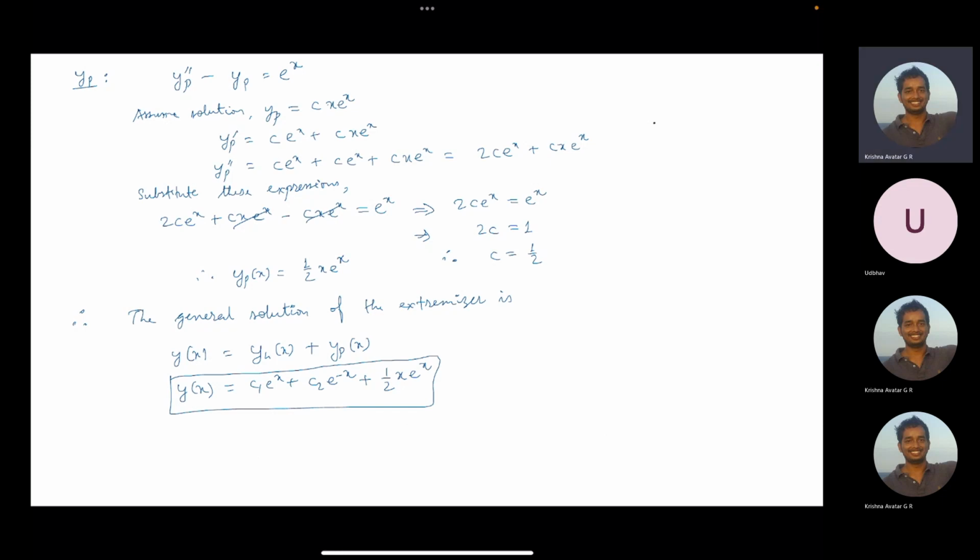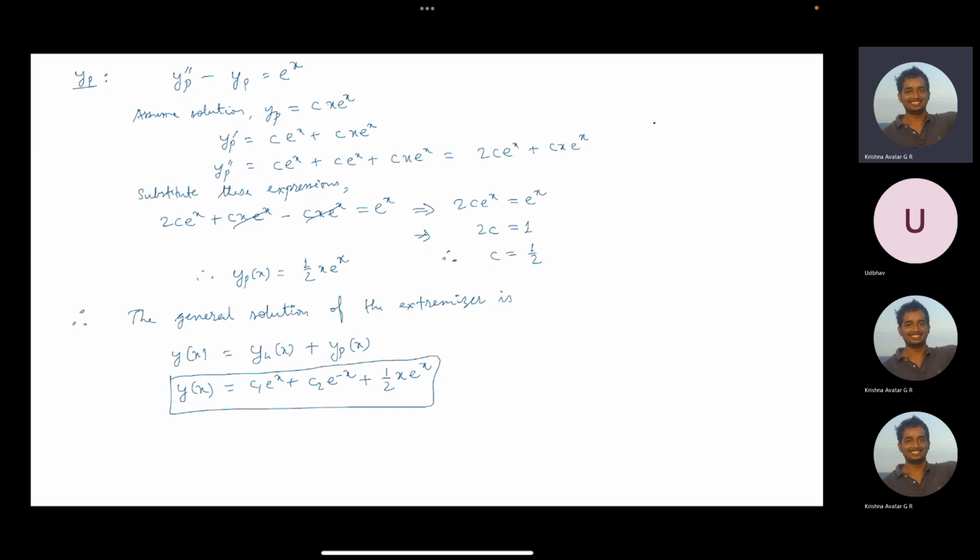And so we have 2c e to the power x plus cx e to the power x. Okay, so we substitute these expressions in our question to solve for the particular integral, the particular solution. So we have 2c e to the power x plus cx e to the power x minus cx e to the power x is equal to e to the power x. This implies that 2c e to the power x is equal to e to the power x.